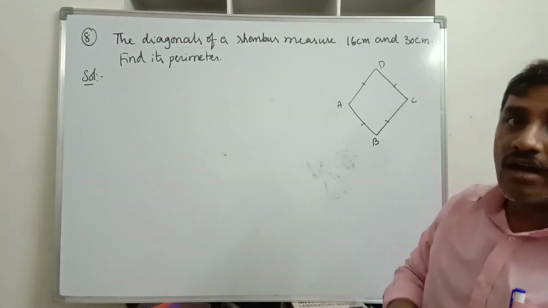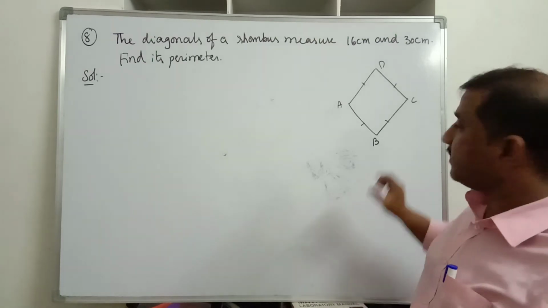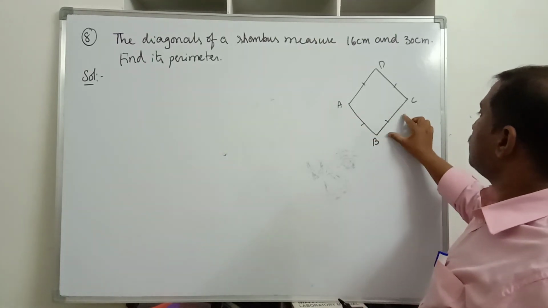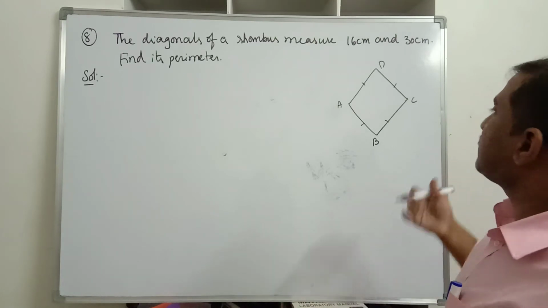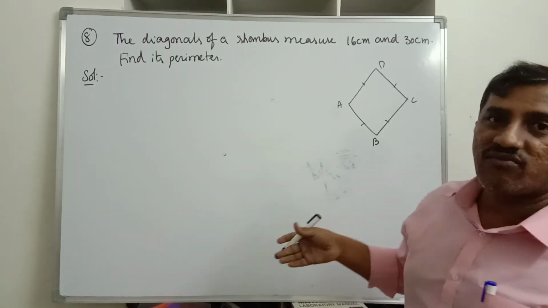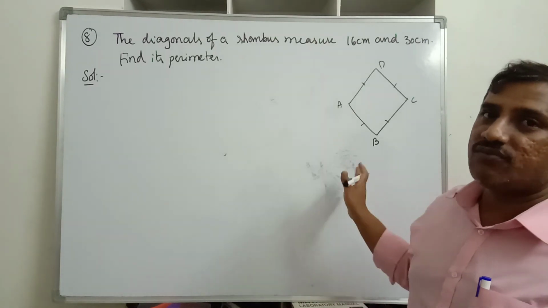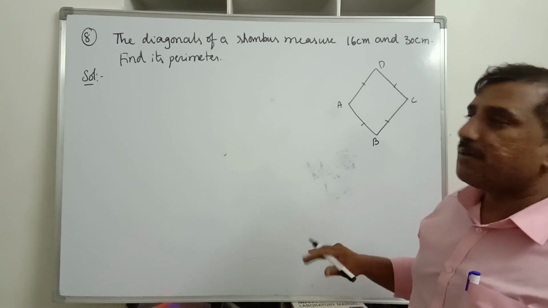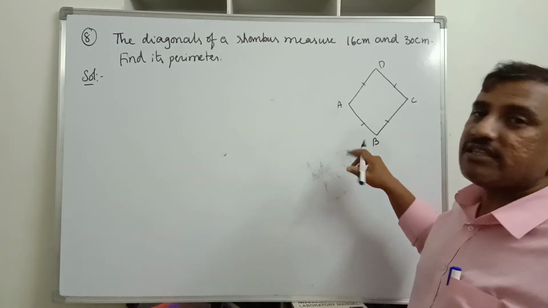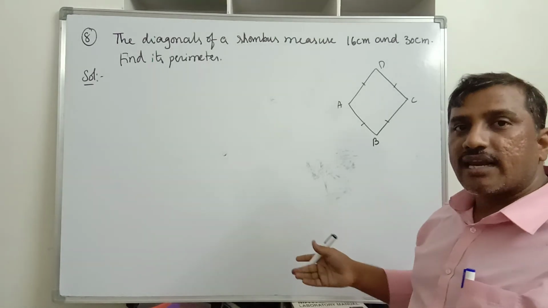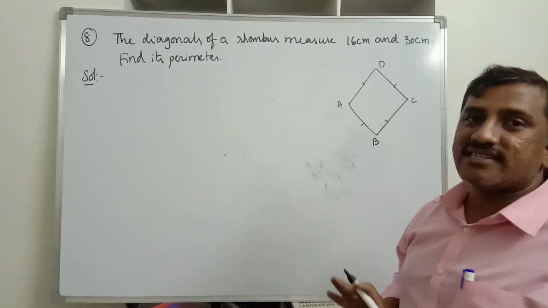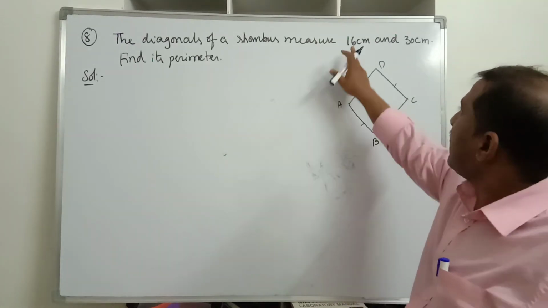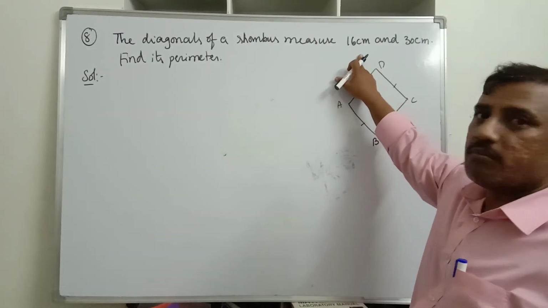And we know in a rhombus all the sides are equal, that is length of AB is equal to BC is equal to CD is equal to AD. So if we know the side of a rhombus, we can find its perimeter by adding all four sides or by multiplying the length of the side with 4, because all the sides are equal. 4 into A, where A is the length of each side of the rhombus. Is each side given? No. But what is given here?